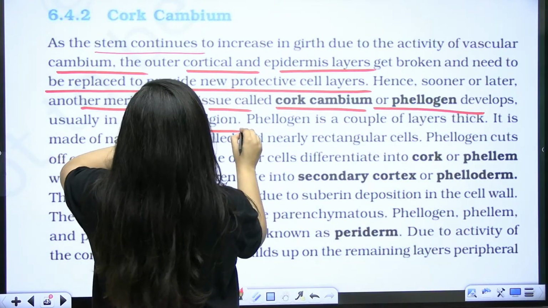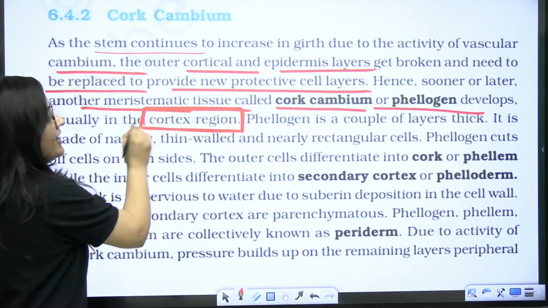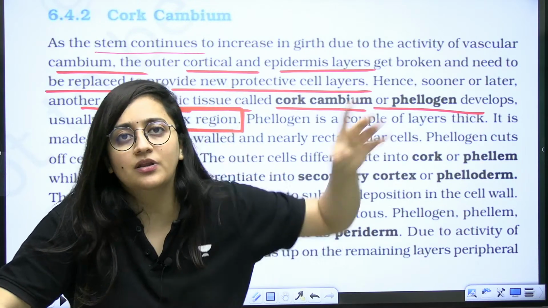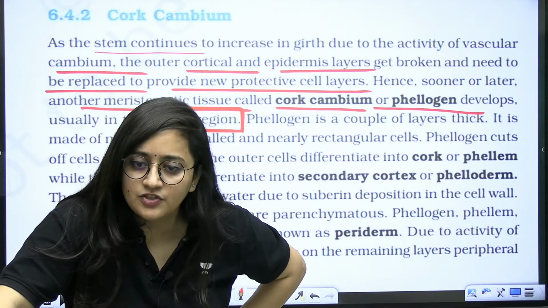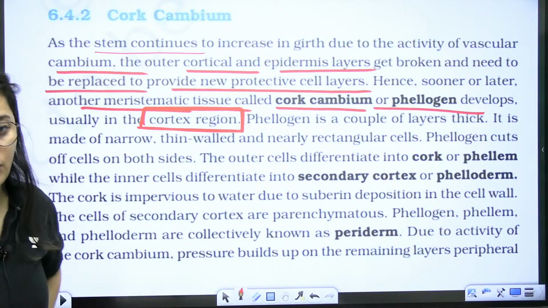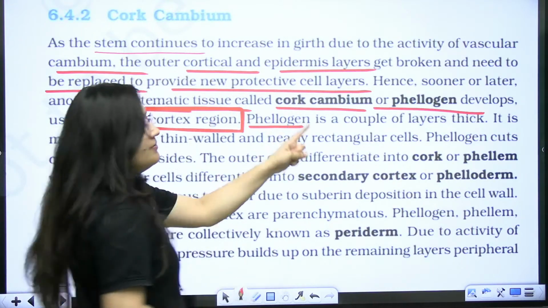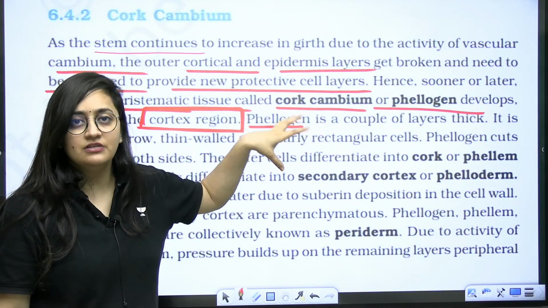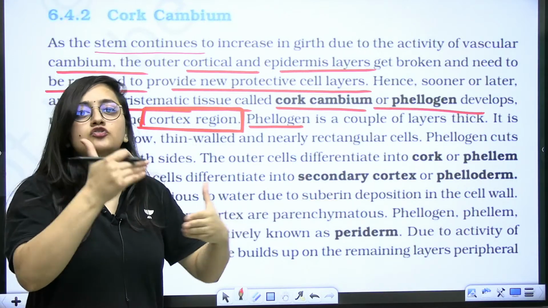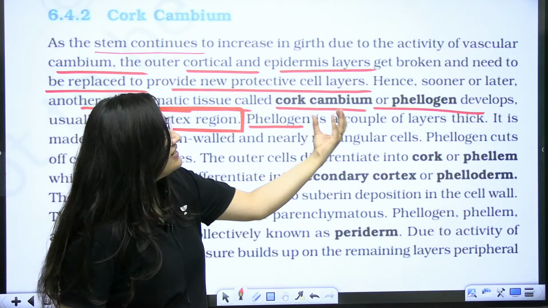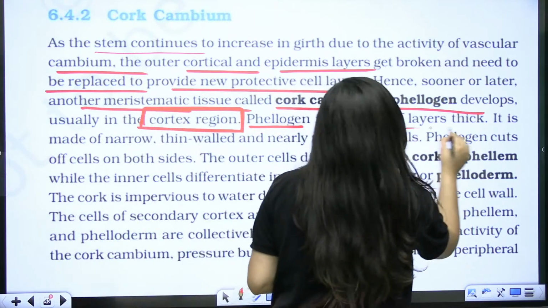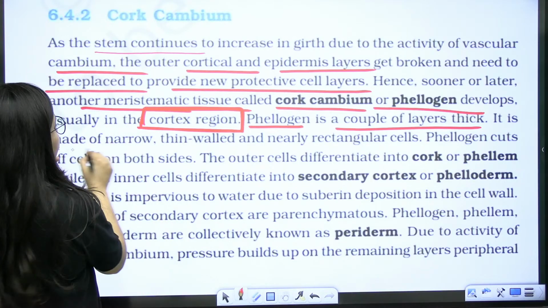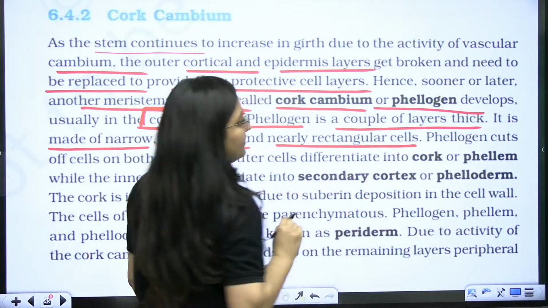It usually develops in the cortex region. Mainly it is the hypodermis that will form the cork cambium. Clear? Such statements can come in statement based questions, so you should know about them. When you talk about the phellogen, it is a couple of layers thick, meaning it is multi-layered. Please make the notes. It is made up of narrow, thin-walled and nearly rectangular cells.